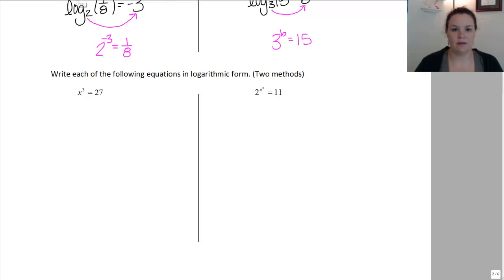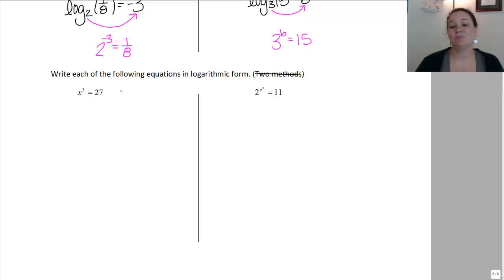I'm not going to use both methods in this direction because it's a lot harder for people to think through. If this to that power gave me this, then this number should be my base, this number should be my equal sign, this number should be my inside. If you can think of it backwards like that using the shortcut, that's fine. I'm going to use the inverse operation here.